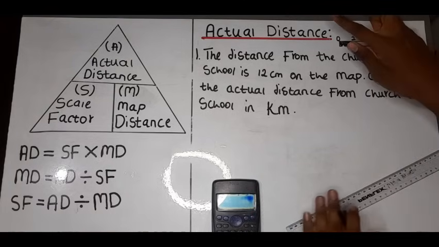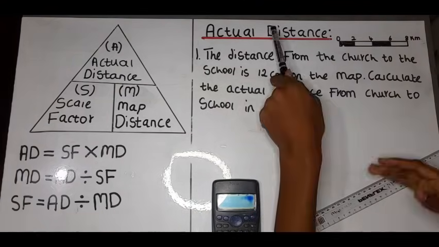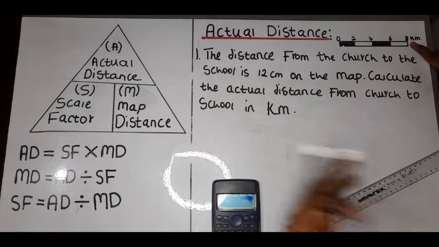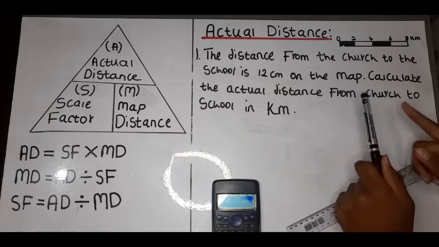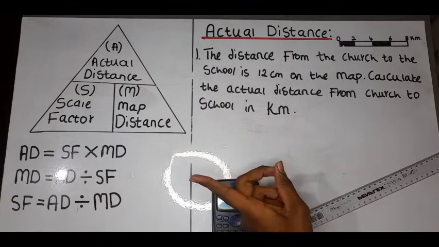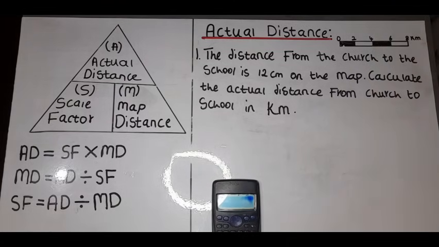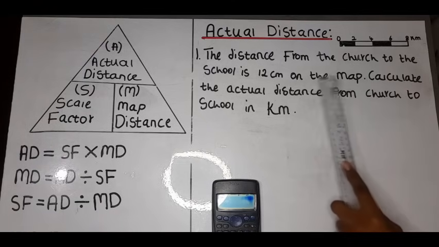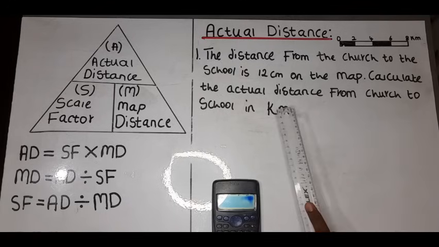Okay, we are still on actual distance, and I'm now showing you how to calculate the actual distance using a bar scale, when you have been given a bar scale and not a number scale. Remember, we have two types of scales, a number scale and a bar scale. The number scale is the one that we used on the previous examples, and this one that we're about to use right now is what we call a bar scale. So the question says that the distance from the church to the school is 12 centimeters on the map, and then it continues and says to calculate the actual distance from the church to school in kilometers.